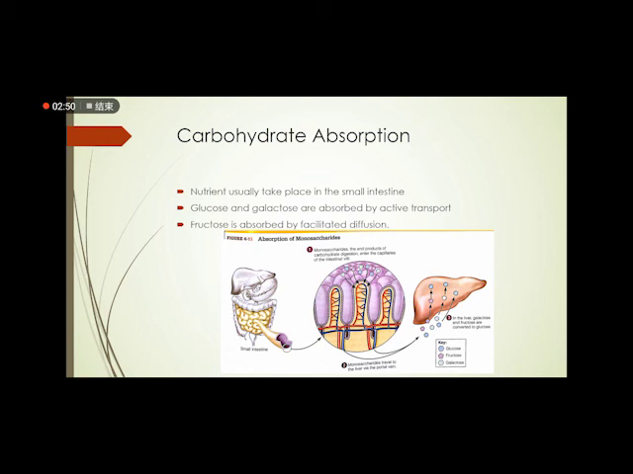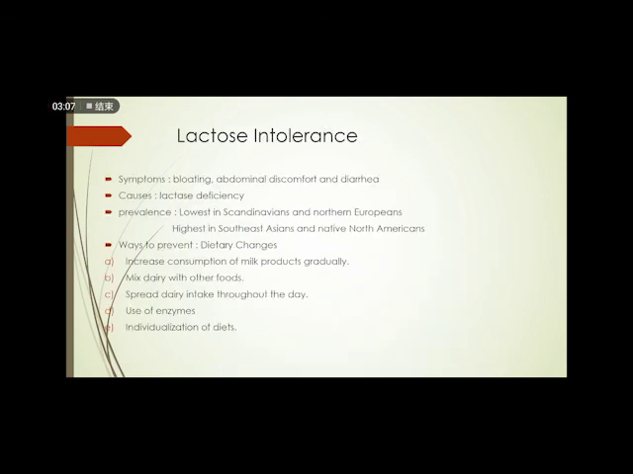Next part is carbohydrate absorption. In carbohydrate absorption, the nutrients usually are absorbed in the small intestine. Glucose and galactose are absorbed by active transport, but fructose is absorbed by facilitated diffusion.